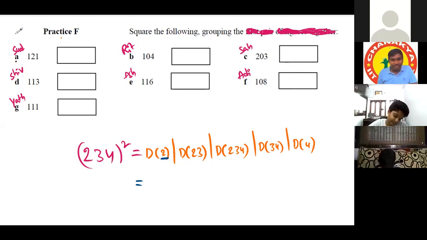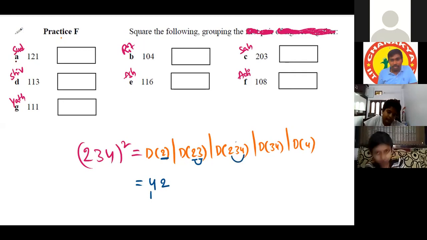What is the duplex of 2? 4. Duplex of 23. 2 3s are 6. Double is 12. 12 means 1 here, 2. Duplex of 234 is 2 times of 2 into 4 and middle digit square.